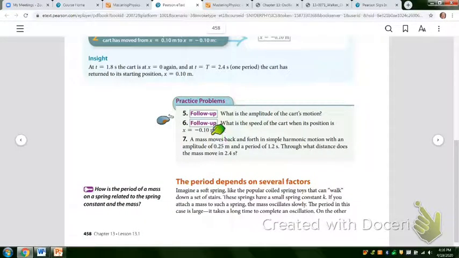All right, number 7. It says a mass moves back and forth in simple harmonic motion with an amplitude of 0.25 meters, a quarter of a meter.